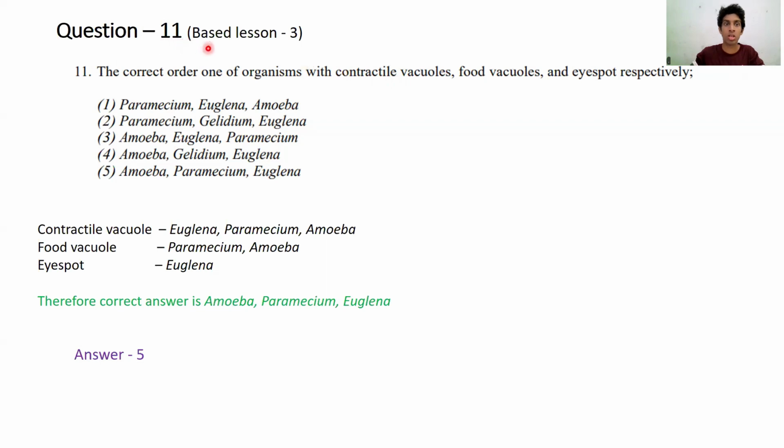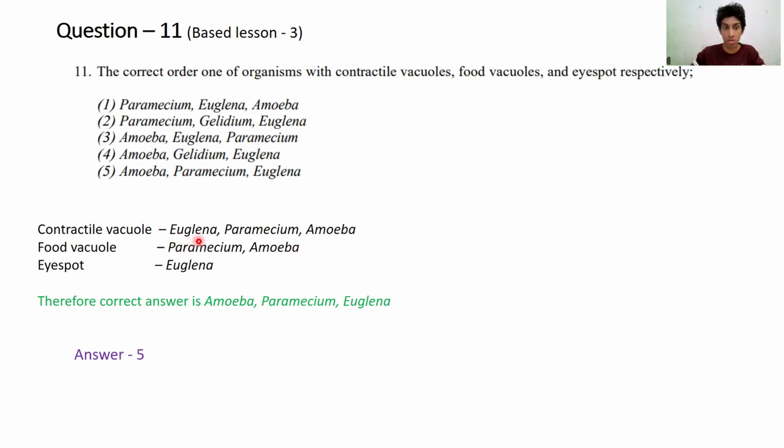Question number 11. It is also based on the third lesson. The correct order of organisms with contractile vacuoles, food vacuoles, and eyespot, respectively. So you can study this. Contractile vacuoles are present in all the three protists, Euglena, Paramecium, and Amoeba. But food vacuoles are only present in Paramecium and Amoeba because they are heterotrophs. But food vacuoles are absent in Euglena.